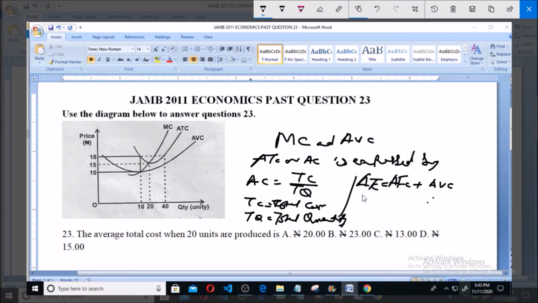when 20 units are produced, the average total cost when 20 units are produced is 15. From the diagram, we just trace it to this point. So our option D is the most suitable option.